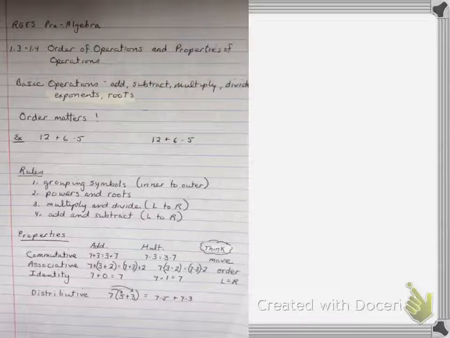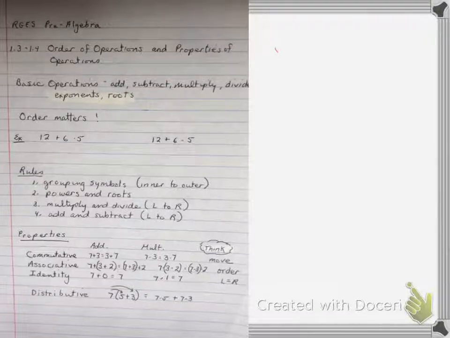Our assignment this week will cover 1.3, 1.4, and we're talking about order of operations and properties of operations. The basic operations in mathematics are addition, subtraction, multiplication, division, exponents, and roots. Notice order matters. Let's look at our two examples.